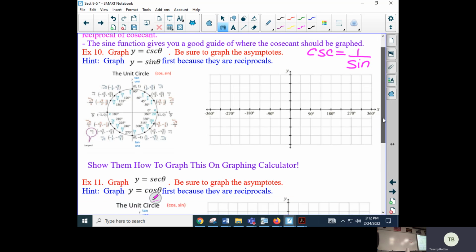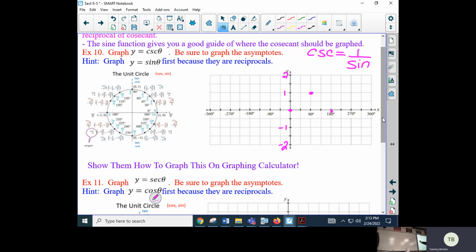Do you guys remember with sine, where did we start? At 0. And where did it go up to? What was the amplitude? 1. So I'm going to make this 1 and 2, and I'm going to make this -1 and -2. And with sine, I start at 0. Do you remember what happens at 90? At 90, you're up at 1. At 180, you're at 0.